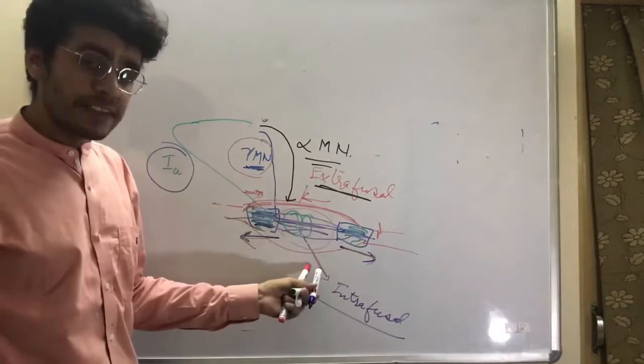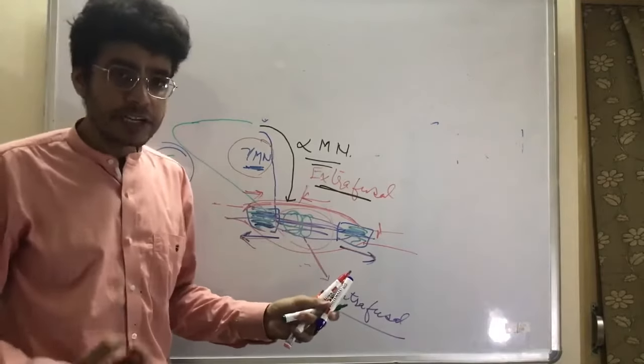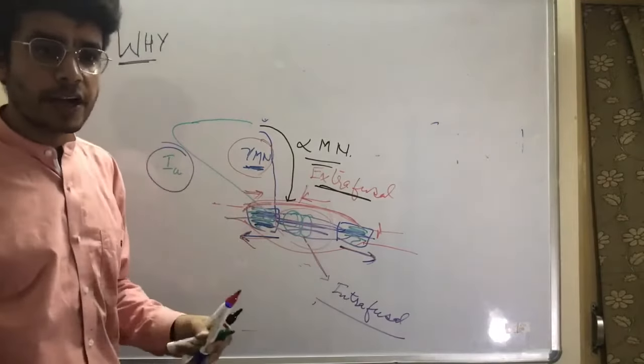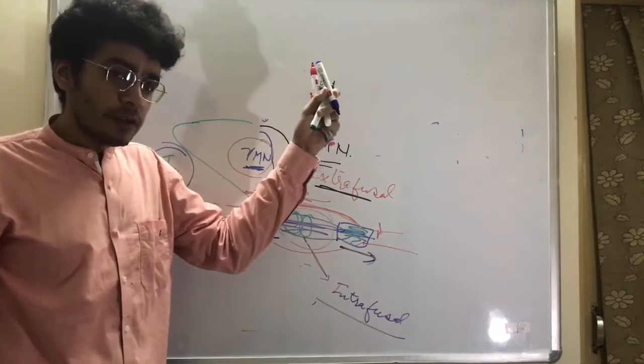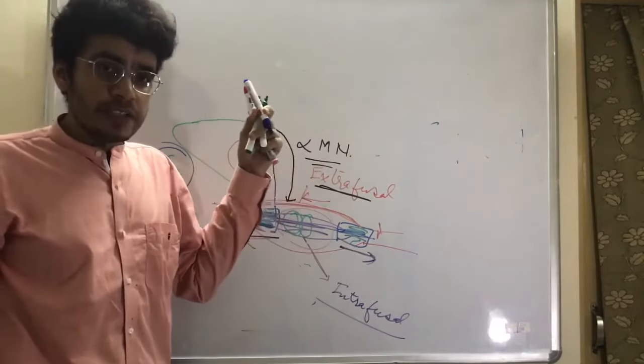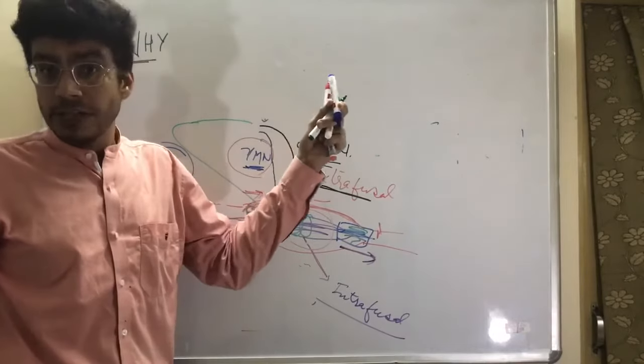In the case of the stretch reflex, the muscle spindle is located deep in the body. That's why it is called a deep tendon reflex, deep reflex. In the superficial reflex, the pain and temperature sensory receptor is located within the skin. So that's why it is called a superficial reflex.